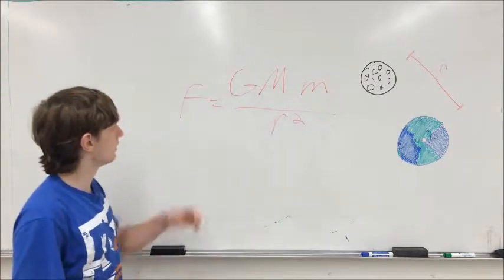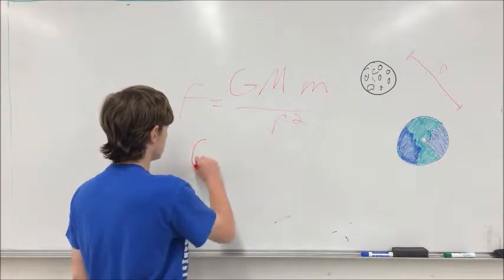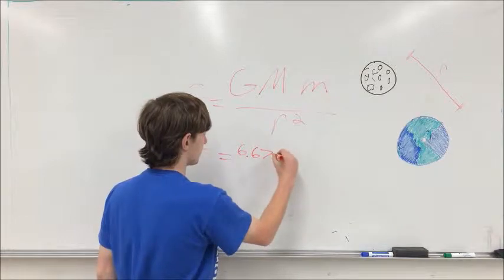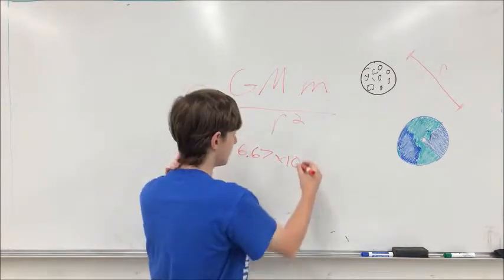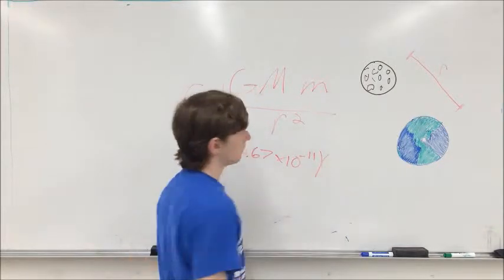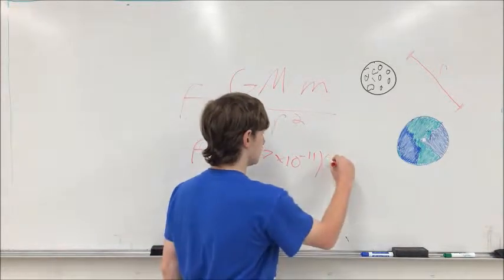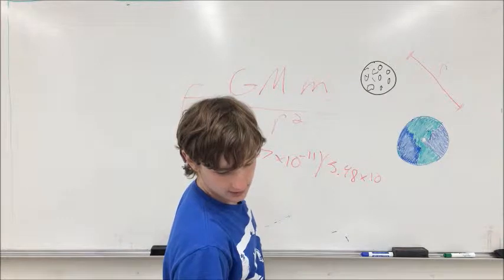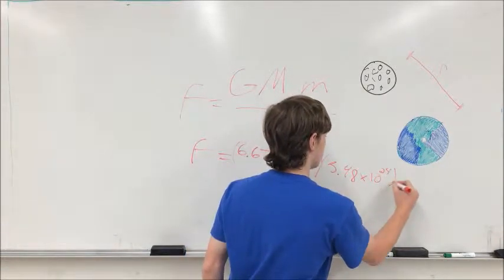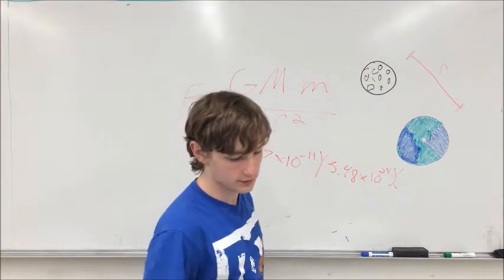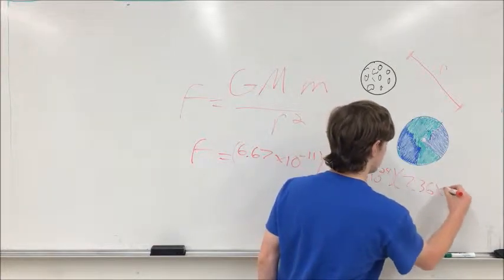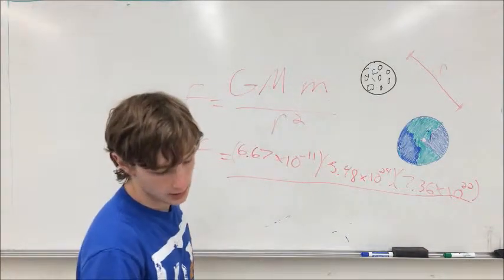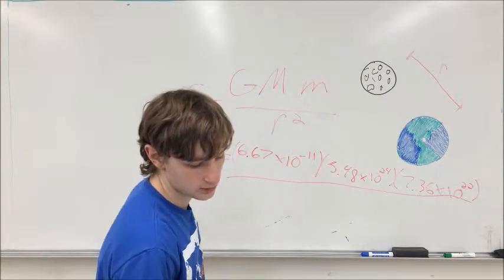So to do this, we plug in constant G. The force is going to be 6.67 times 10 to the negative 11, that's G, times the mass of the Earth, which is 5.9 times 10 to the 24th, times the mass of the Moon, which is 7.36 times 10 to the 22nd, all divided by the distance squared, and the distance between the Earth and the Moon is 3.82 times 10 to the 8th meters.